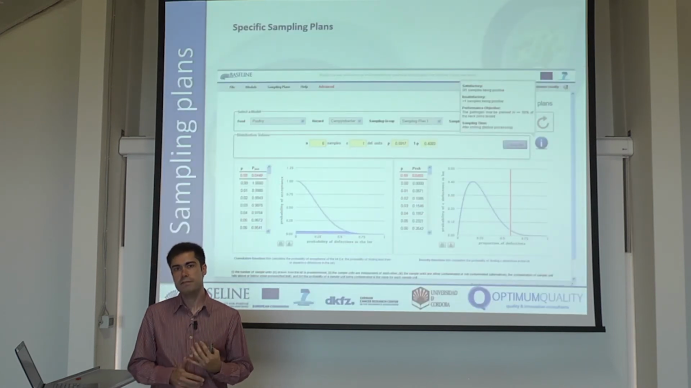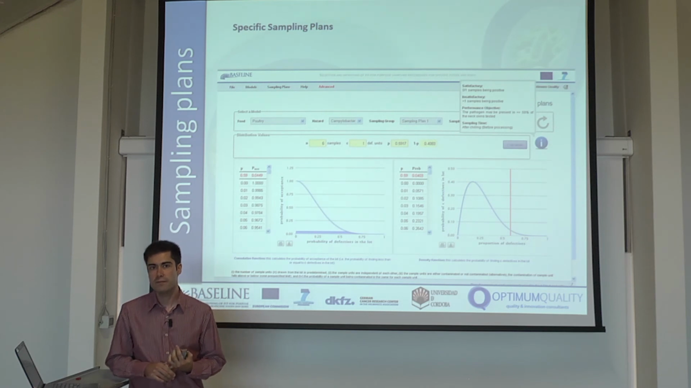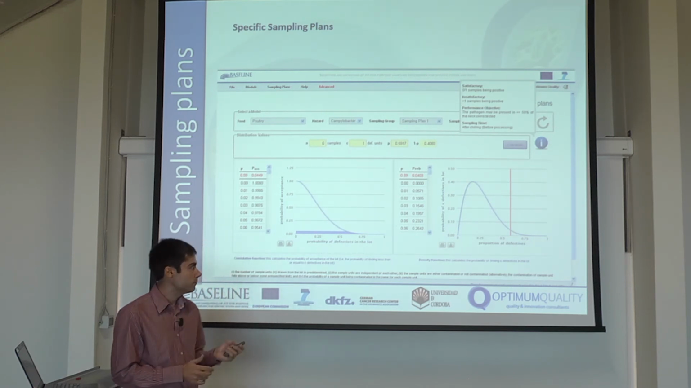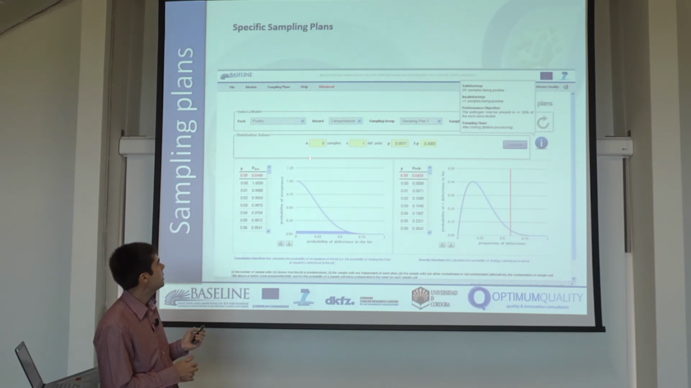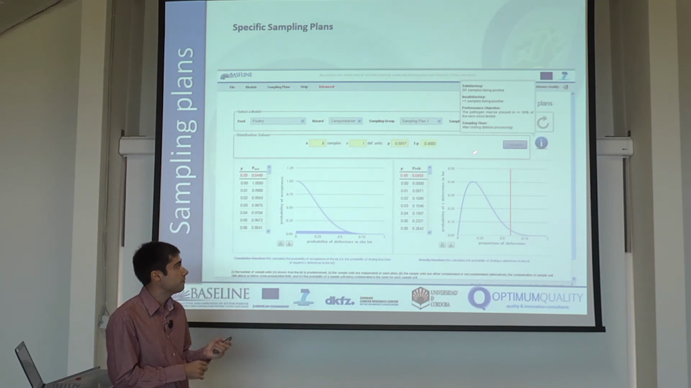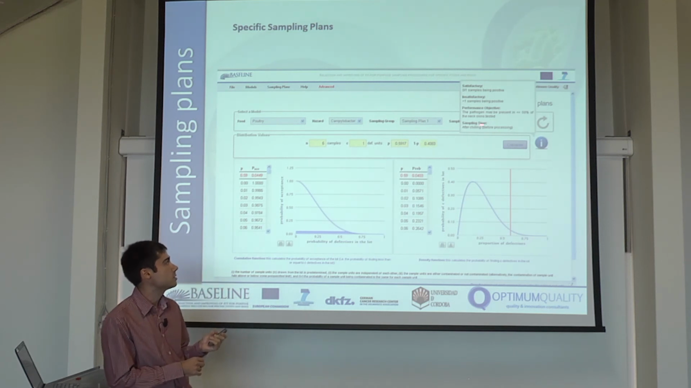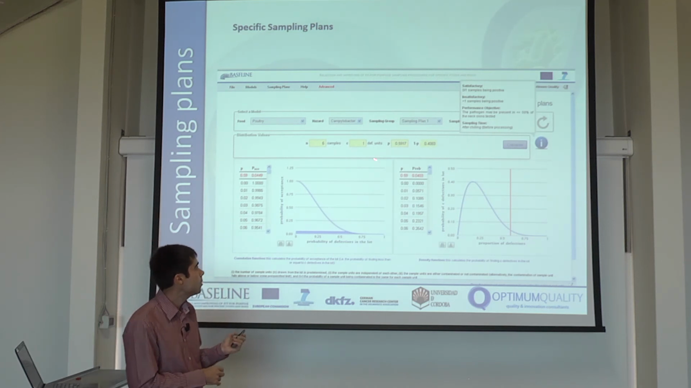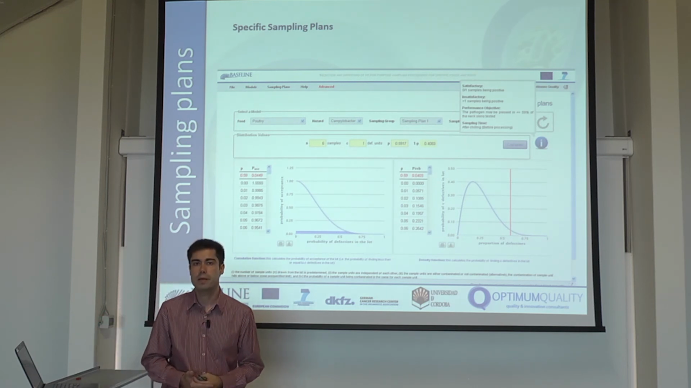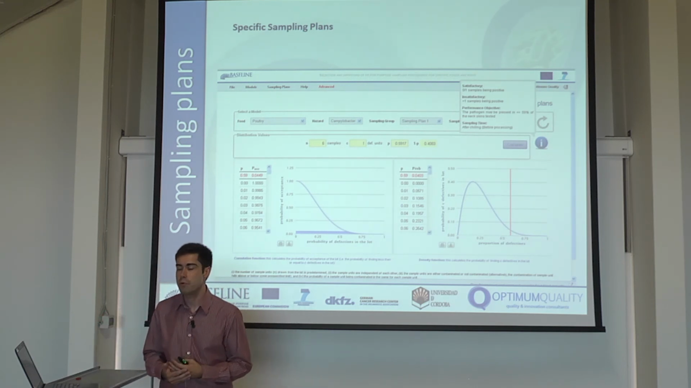There are some specific sampling plans that were developed within the baseline project. This is one illustration of a specific sampling plan, in this case for Campylobacter in poultry carcasses. You can find information about this sampling plan and also the main graphs, the cumulative graphs, the density graphs, and also you can export this sampling plan into a PDF report if necessary.